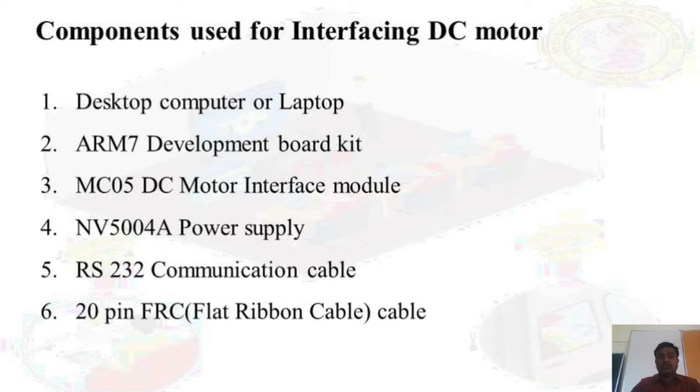Now let us see the components used for interfacing the DC motor. A desktop computer or a laptop installed with Keil version 4 software and Philips Flash utility software, ARM7 development board kit, MC05 DC motor interface module, NV5004A power supply, RS232 communication cable, and a 20 pin FRC flat ribbon cable are going to be used in the interfacing of the DC motor.